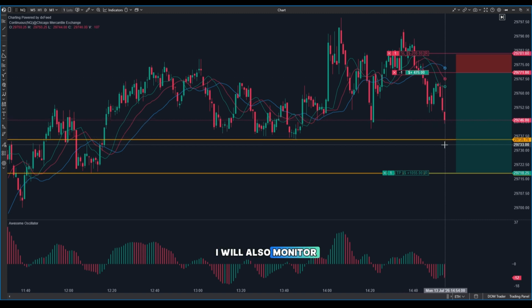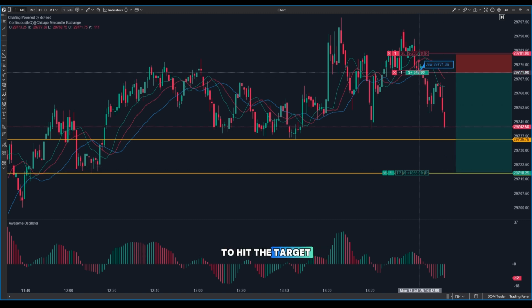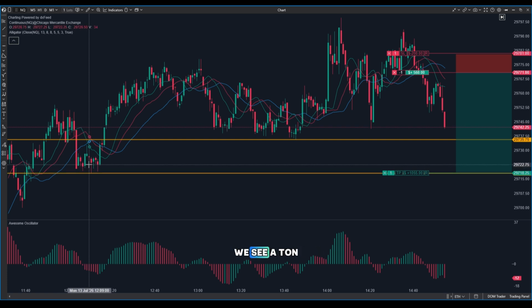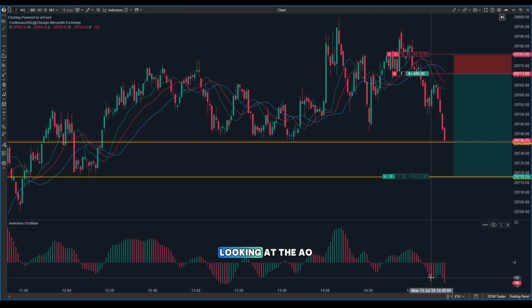I will also monitor the price in this area, 29,735. If I see big bounce and lots of tails, I might close it without considering the price to hit the target or move the stop to break even or even lower. Because these equal lows in here, they are very fragile. We see a ton of tails. The liquidity in this area is thin. Let's wait and see.